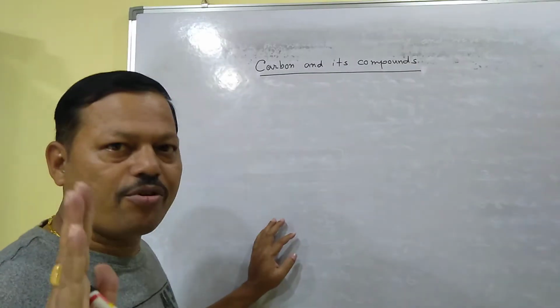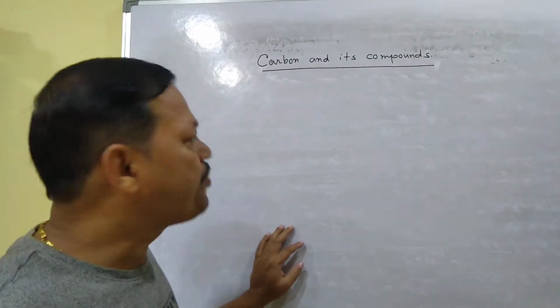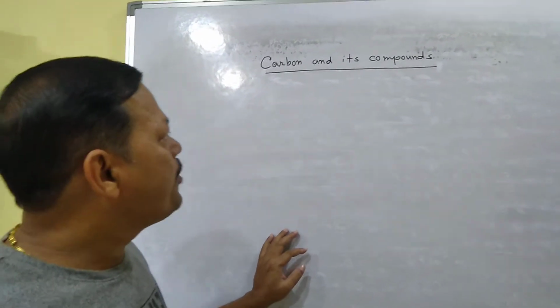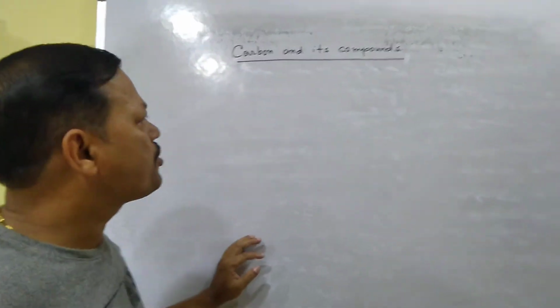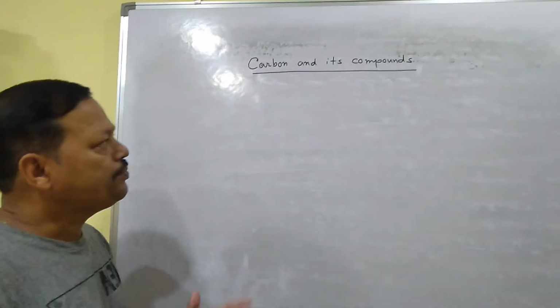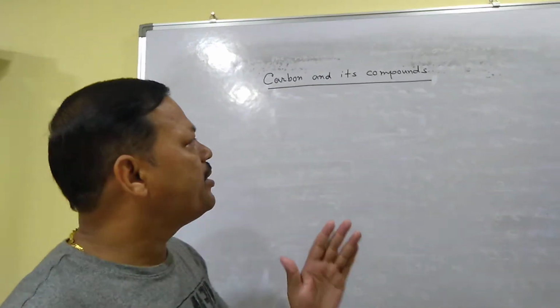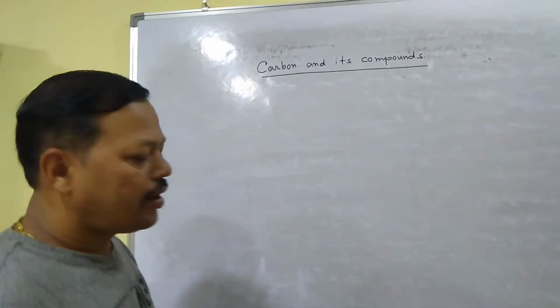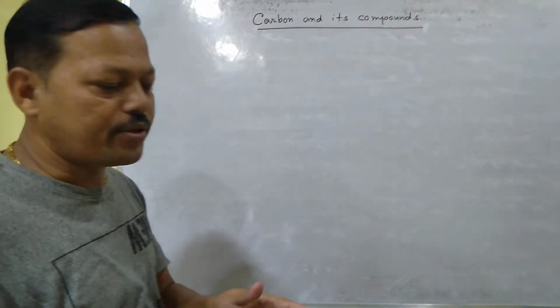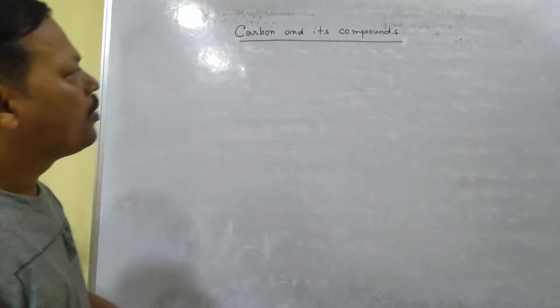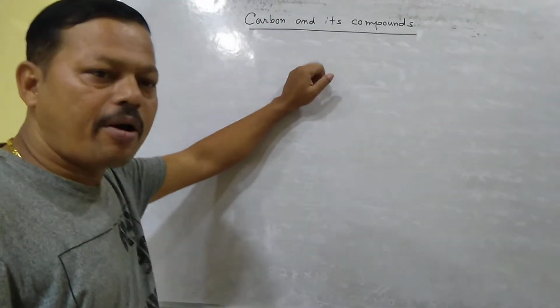As you have 4 or 5 chapters from the chemistry part, today I'll give you the fourth chapter, that is carbon and its compounds. I'll give you a little bit of idea about this chapter, and I'll try to explain all the topics which are given in your book. Now, carbon and its compounds.